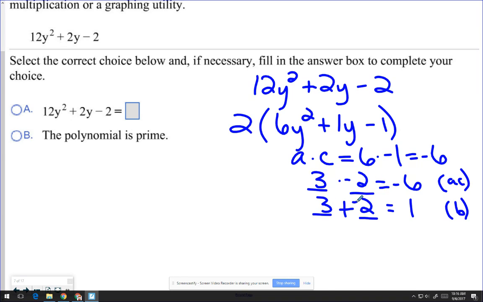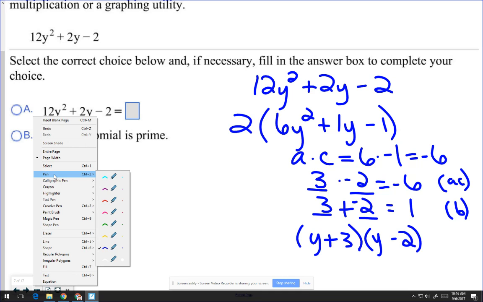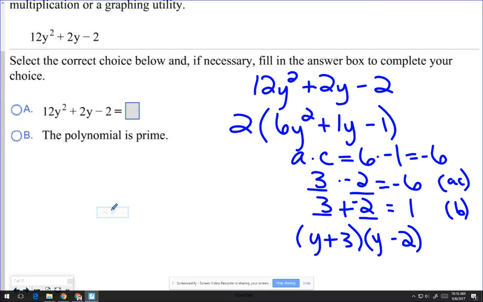Now this is kind of weird, but here's what we do. Unlike the AC method, I go ahead and jump down to y plus 3, y minus 2. That is incorrect because if I multiplied those, I would not end up with 6y squared. So since I multiplied by 6 to get my number A a while ago, I'm going to take this 6 and slide it down here and put it underneath these numbers.